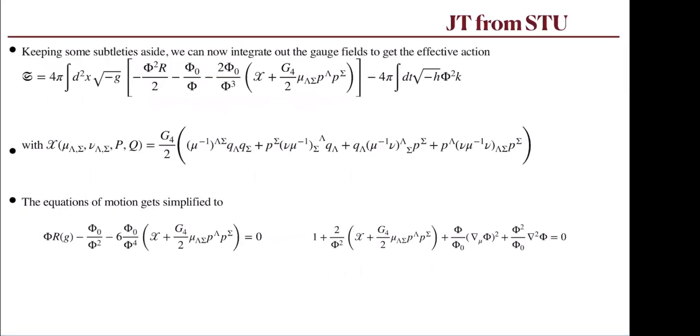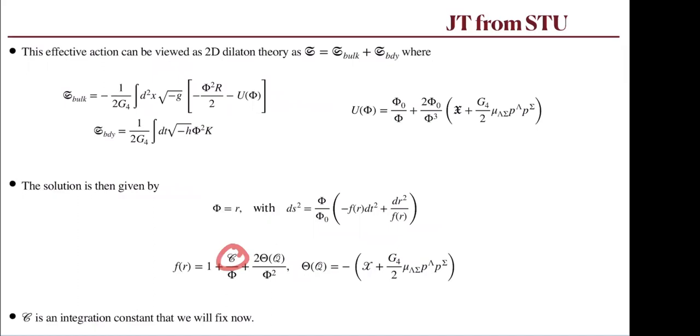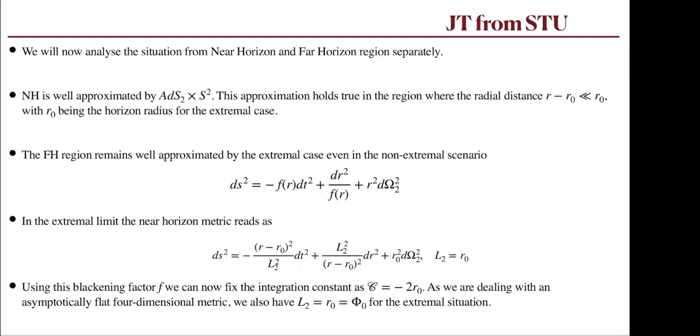Okay. So this integration constant C is the only thing that is not yet fixed so far. To do that, we do a near horizon and far horizon analysis separately. Let's say we have our initial starting point. Now let's say we have AdS4. We know that our near horizon is AdS2 cross S2.